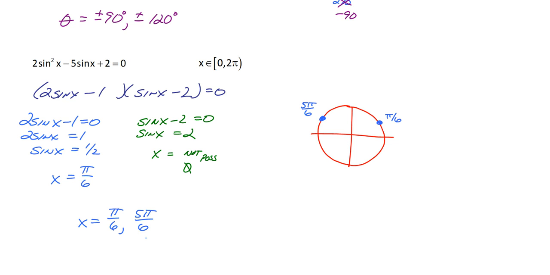Okay, notice there was no plus 2 pi k or anything like that. That's only when it's all real numbers. So make sure you guys keep that in mind. Both of those fit between 0 and 2 pi. So for that, we're good to go.